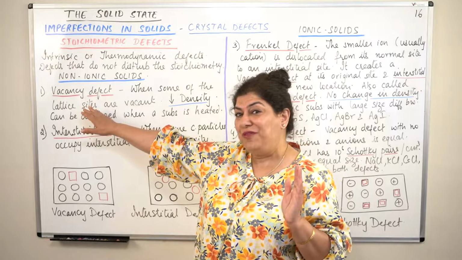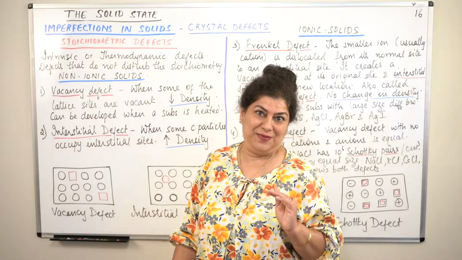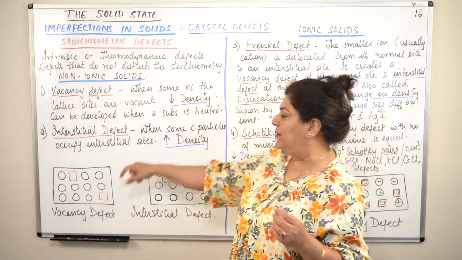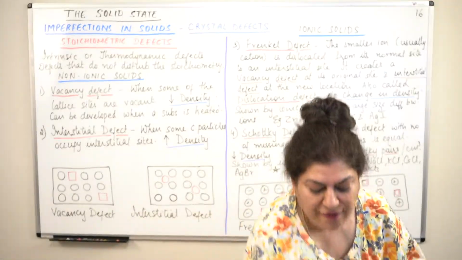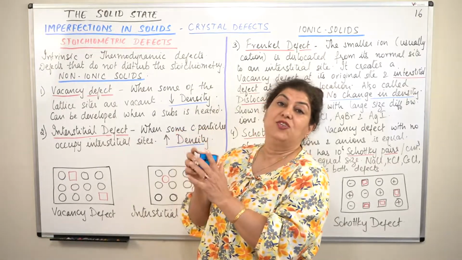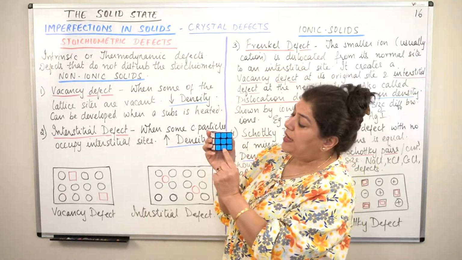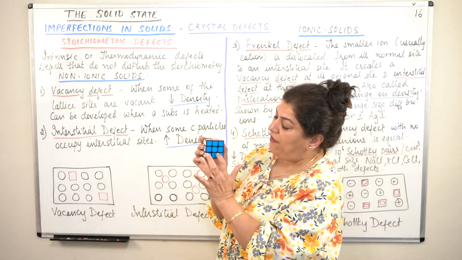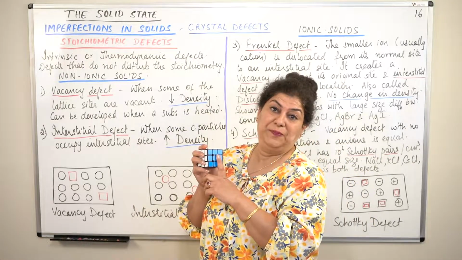So just as the name suggests, vacancy defect is a defect that is causing vacancies, right? When some of the constituent particles do not occupy the lattice sites. What is a lattice site? In a solid, every place where one of the constituent particles should be present is known as a lattice site. If I imagine this to be the solid, every corner, let us assume, has an atom in the cubic lattice. So every corner should have that particle.